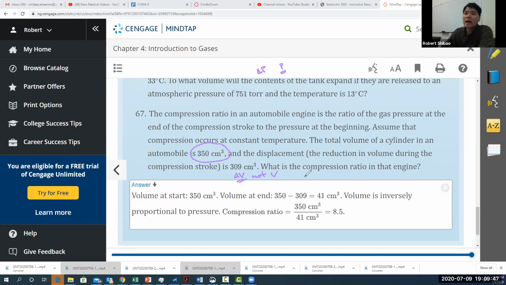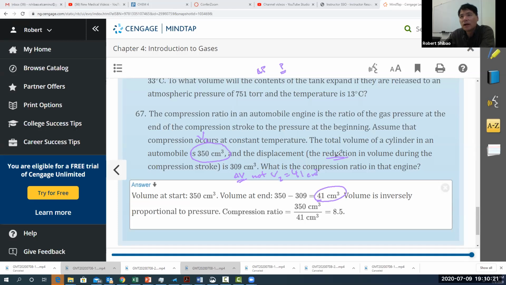And so that's why I didn't get it. This is not V2, this is the delta V. So this is V1, then the reduction in volume, I lose this much volume. And so if I started off with 350 cubic centimeters, I lost 309 cubic centimeters, which gives me the V2. And so that's going to be 350 minus 309. Well, 350 minus 309 is 41 cubic centimeters. So actually V2 is equal to 41 cubic centimeters. So this is where I screwed up here.